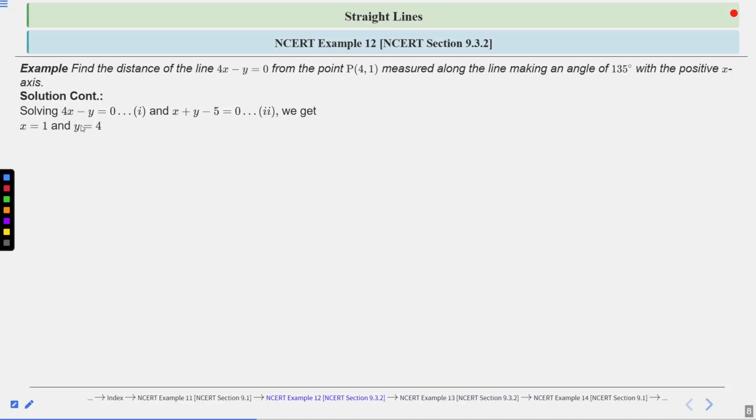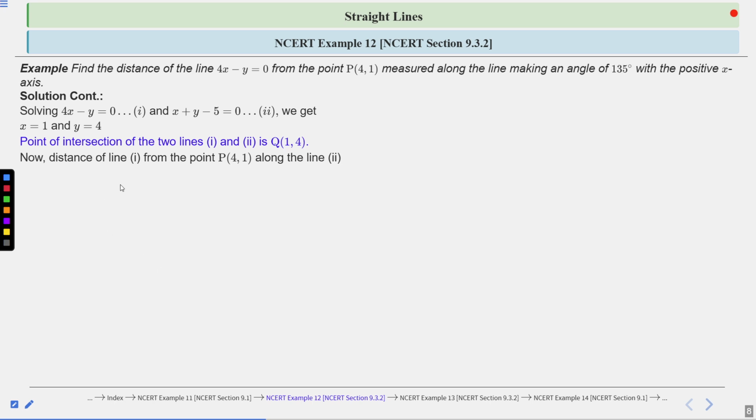Now solve equation 1 and 2. Okay, so solve 4x minus y equal to 0 and x plus y minus 5 equal to 0. So what we will get? If we solve equation 1 and 2, then we get the value of x is 1 and the value of y is 4. So the point of intersection of the two lines 1 and 2 is Q of 1 comma 4.